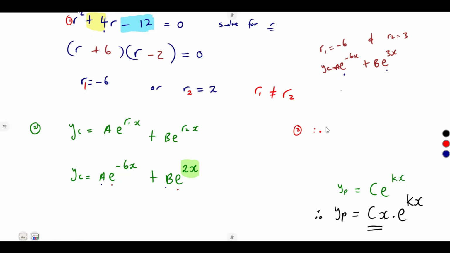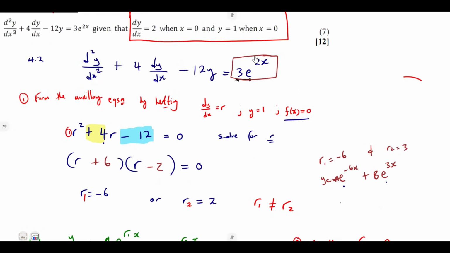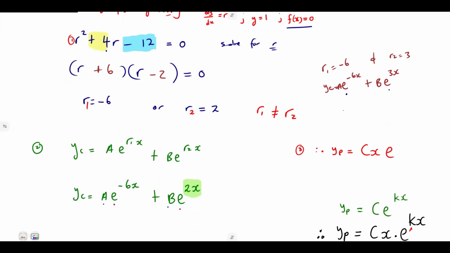So this is stage 3. So therefore, yp is equal to c x e to the exponent of kx. Our k, guys, is the one that we just got from our f of x. Remember, it was what? 2x. So that is 2x, the one that we are referring to also here. All right. So that is our yp.